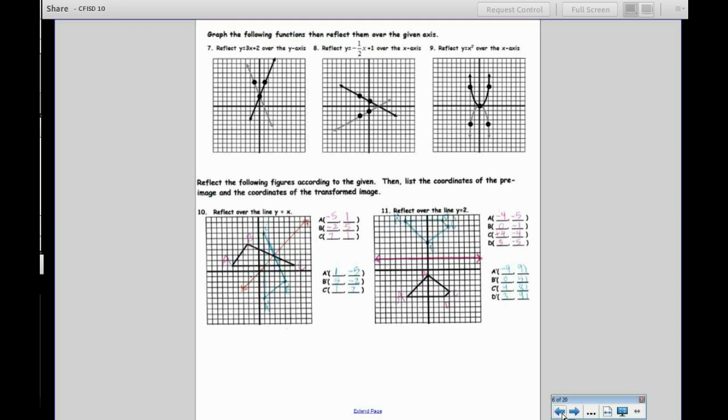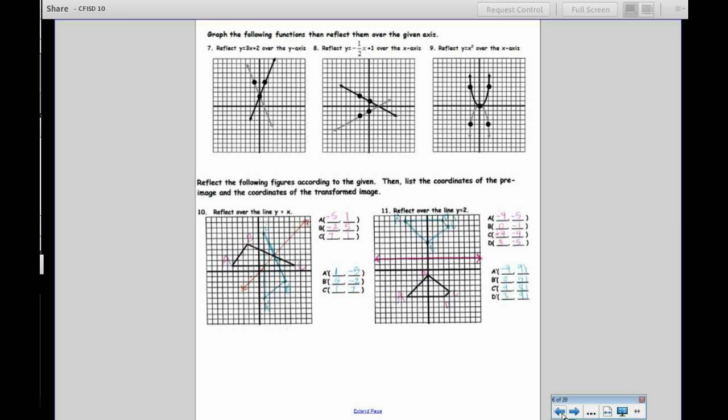This is an important skill to have. So here's what you do. You find a point and you count how far away the point is from the line of reflection. Five points. So this one, B. How far away is B from the line of reflection? I know it's hard to see up here. You should be looking at your page. How far away is it? 1, 2, 3. It's 3 away.